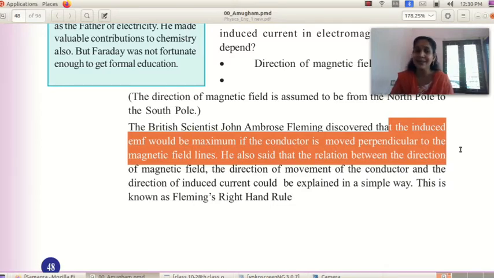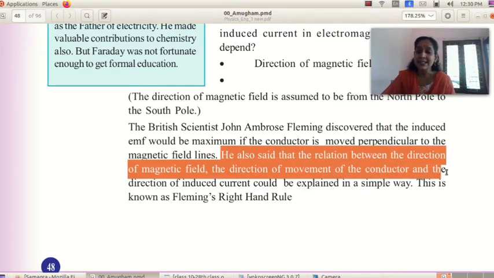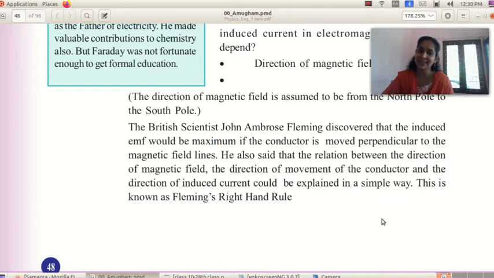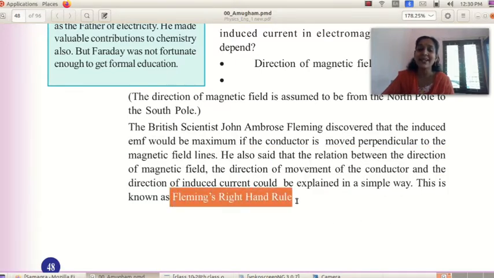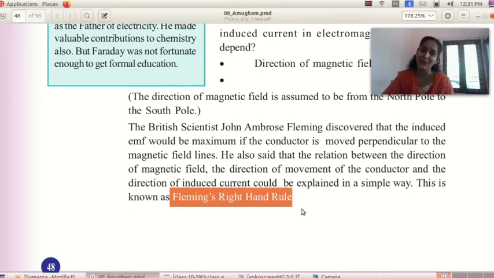That means the magnet. He also said that the relation between the direction of magnetic field, the direction of movement of the conductor, that means our solenoid, and the direction of induced current could be explained in a simple way. That rule is Fleming's right hand rule.